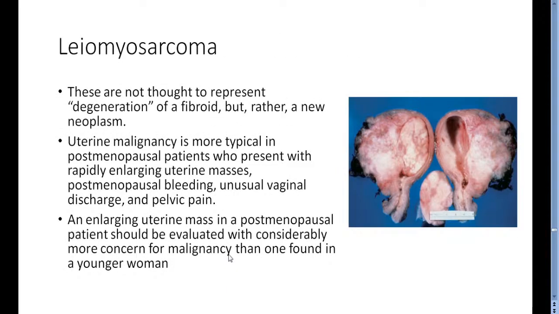Leiomyosarcoma is the cancer of the myometrium. Uterine malignancy is more typical in postmenopausal women who present with rapidly enlarging uterine masses, postmenopausal bleeding, unusual vaginal discharge, pelvic pain. An enlarged uterine mass in postmenopausal patients should be evaluated with considerably more concern for malignancy than one found in the younger.